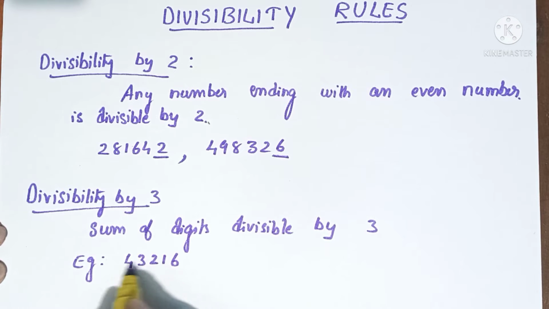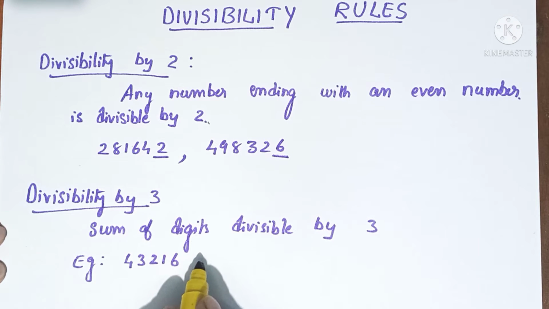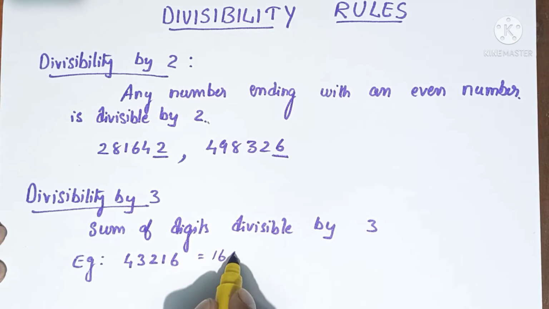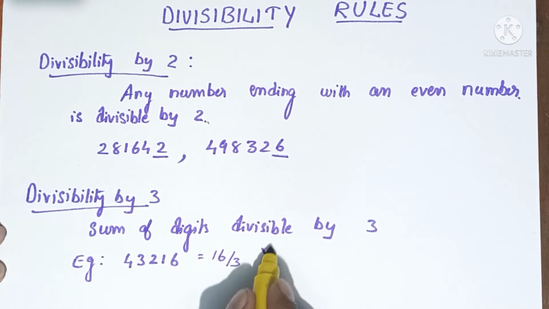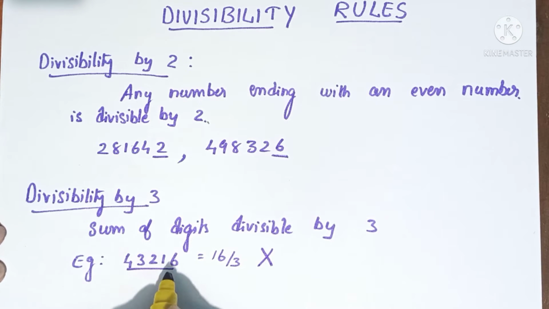We have to add all these numbers and let's see if the sum is divisible by 3 or not. So 4 plus 3 is 7, 7 plus 2 is 9, 9 plus 1 is 10, 10 plus 6 is 16. Is 16 divisible by 3? No. So this number is not divisible by 3.